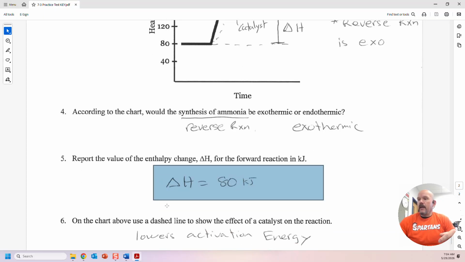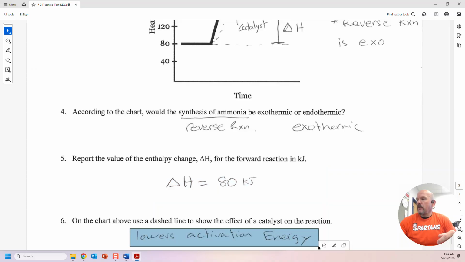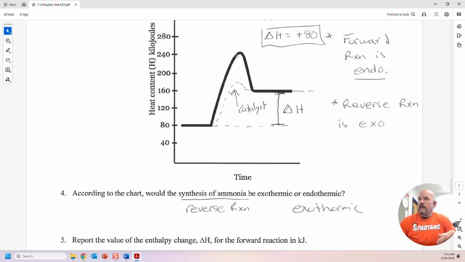And then remember, what a catalyst does is it lowers the activation energy. So this line right here would represent what a catalyst does, lowering the activation energy.